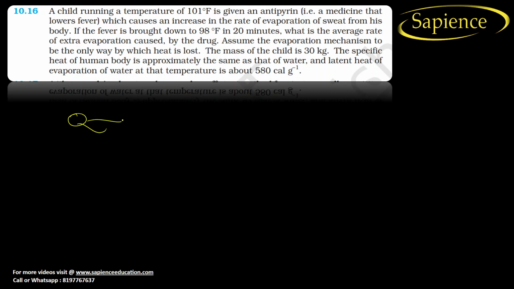There is a child suffering from fever and he has a temperature of 101 degree Fahrenheit. After taking the medicine, his temperature becomes 98 degree Fahrenheit. Why so? Because a lot of evaporation happens, and whenever evaporation happens, there will be a lowering of the temperature.